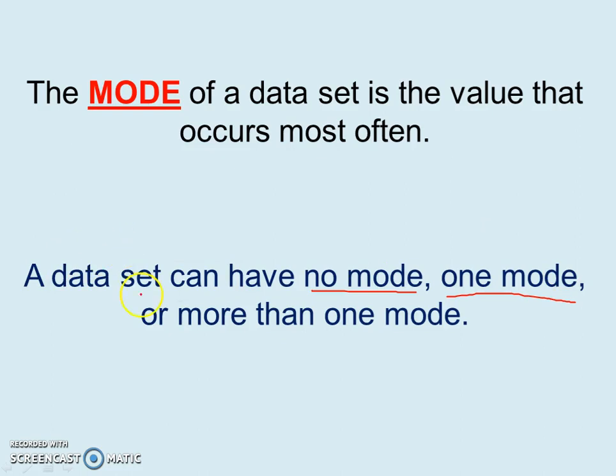And if it has more than one mode, for example, it could have two modes. So let's say there are two numbers that each showed up twice and everything else showed up once, then there would be two modes. But there could potentially be three modes and so on. So there is a variety of different types of answers you can have here, but again, we're looking for which number comes up the most often.